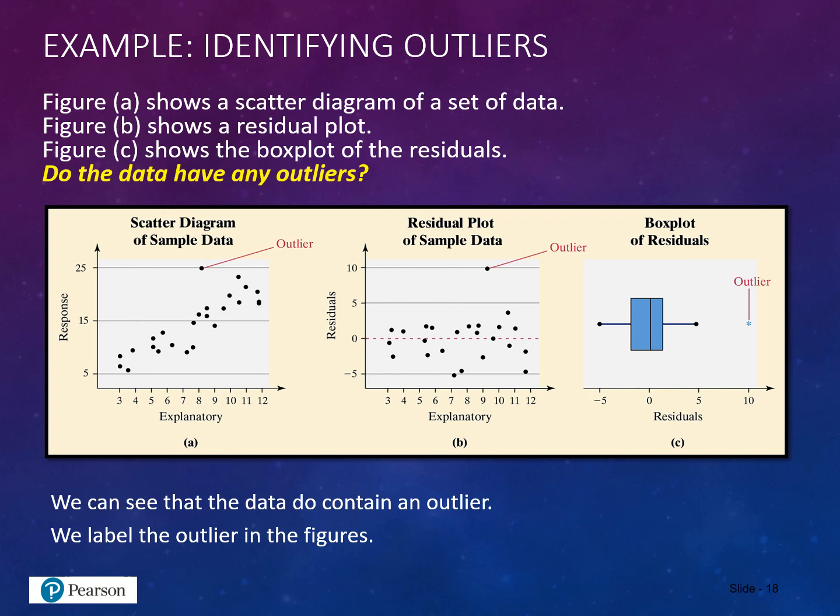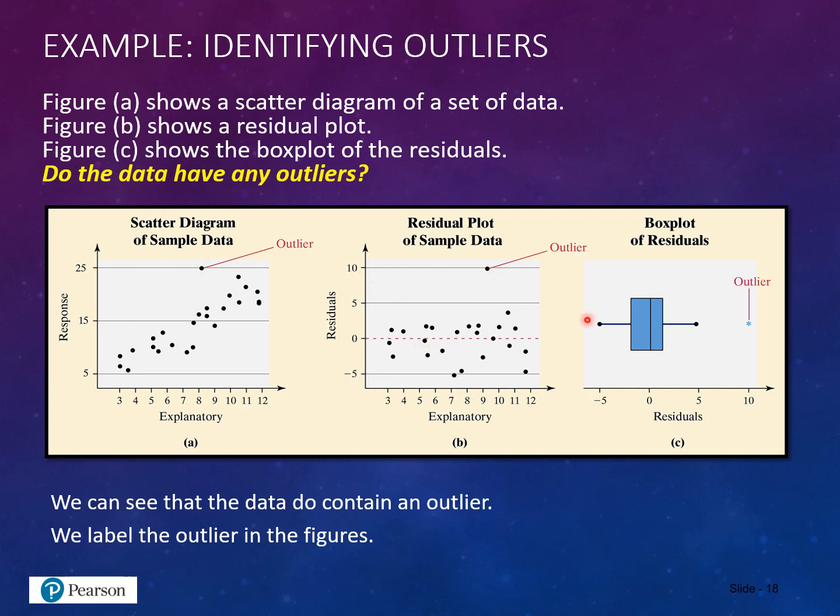Identifying outliers. Figure A on the left shows what appears to be an outlier here in the middle on the top, and it is labeled. This is the scatter diagram in general, and we can see that this point seems to be away from this grouping of data points. Figure B shows a residual plot, and we can see that there is an outlier here that's far away from the other residual values that we see.